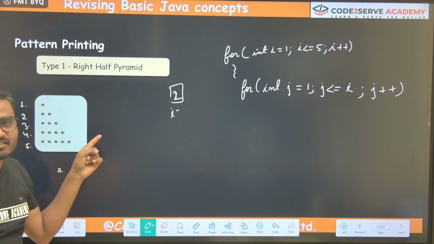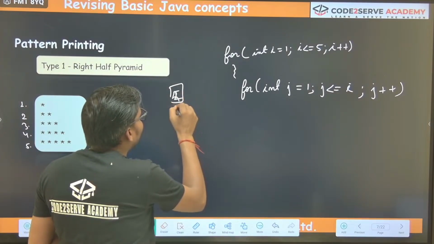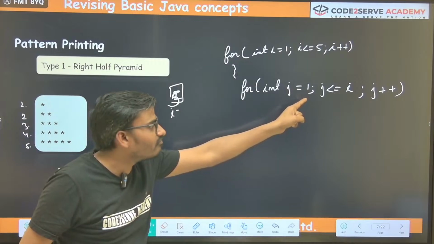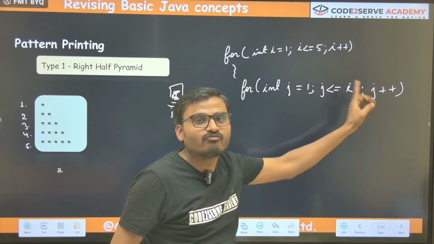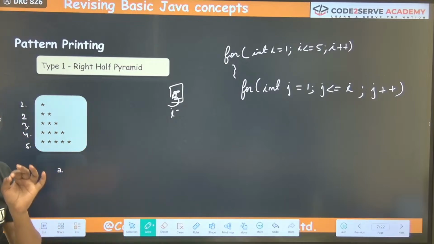That is, we are getting the right result. Now, suppose when the i value reaches 5, then what will be the condition? j will start from 1 and j will be less than or equal to 5. That means it is starting from 1, 2, 3, 4 and 5. That means the j loop will be executed 5 times.